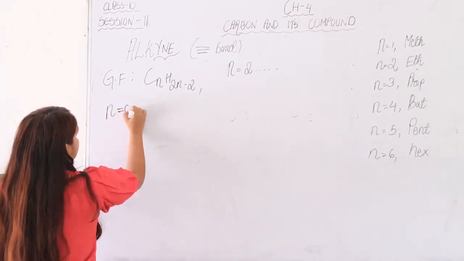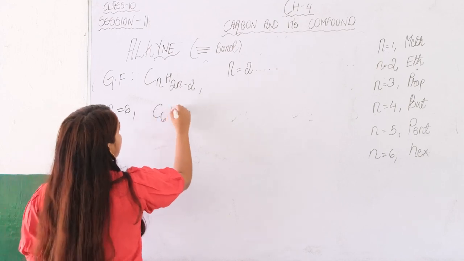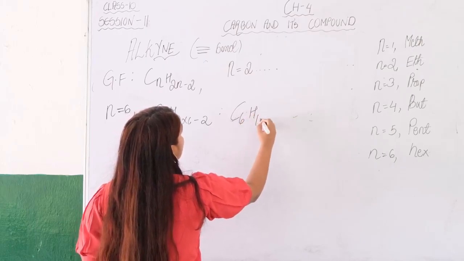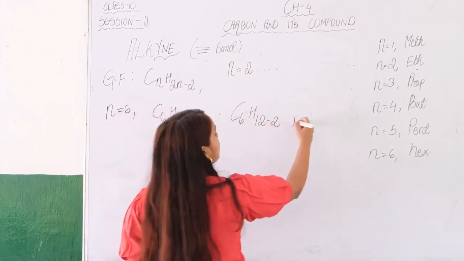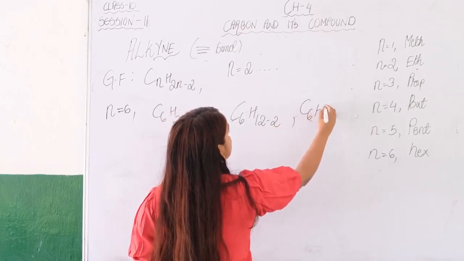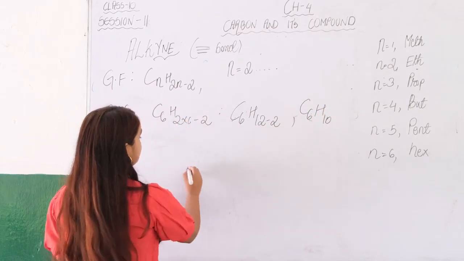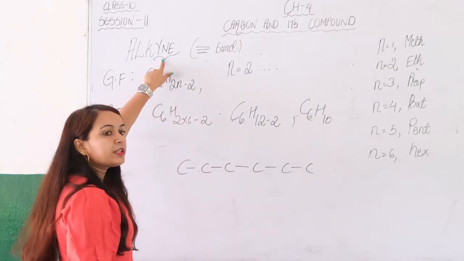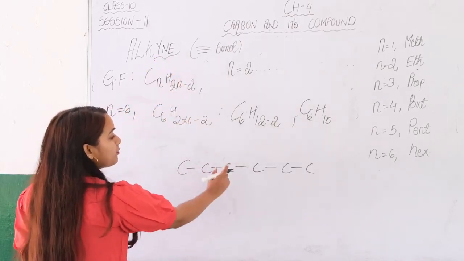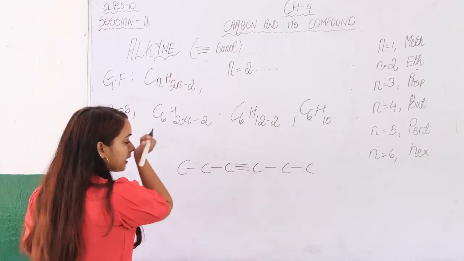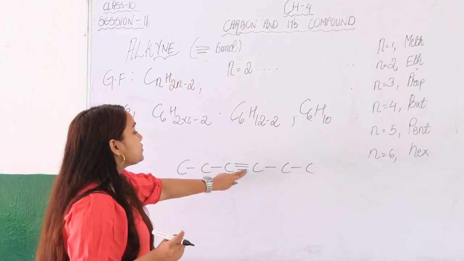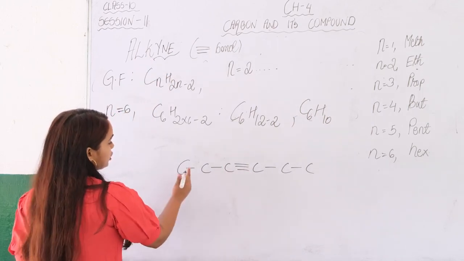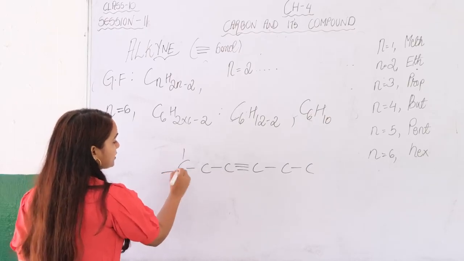Now let us quickly do for n is equal to 6. When n is equal to 6, so C6H2 into 6 minus 2. So we will get C6H12 minus 2. So here 12 minus 2, we will ultimately get C6H10. So C6 means there are 6 carbons: 1, 2, 3, 4, 5, 6. Since we are talking about alkyne, triple bond, at least 1 bond will be a triple bond. We can put it anywhere, at least 1 triple bond. Since there is at least 1 triple bond, it belongs to the alkyne category.